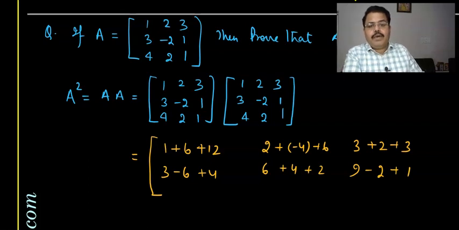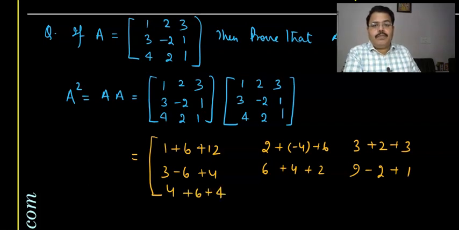Now, 4 into 1 is 4, and 2 into 3 is 6, plus 4 into 1, 4. Now, 4 into 2, 8, 2 into minus 2, that is minus 4, and 1 into 2 is 2. And the third row, third column: 4 into 3 is 12, 2 into 1 is 2, and 1 into 1 is 1.